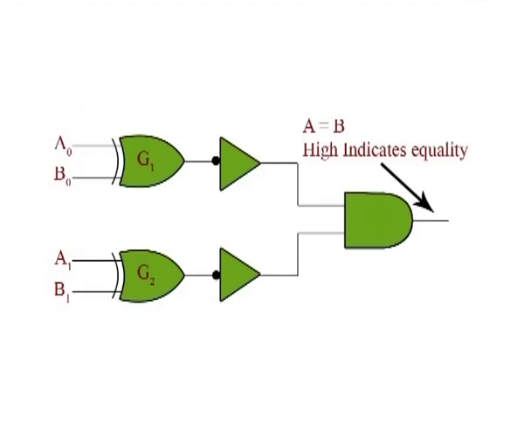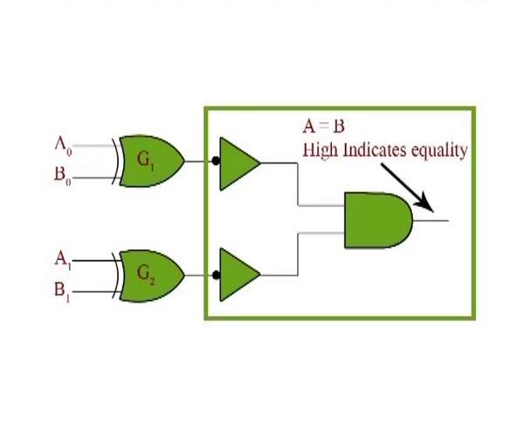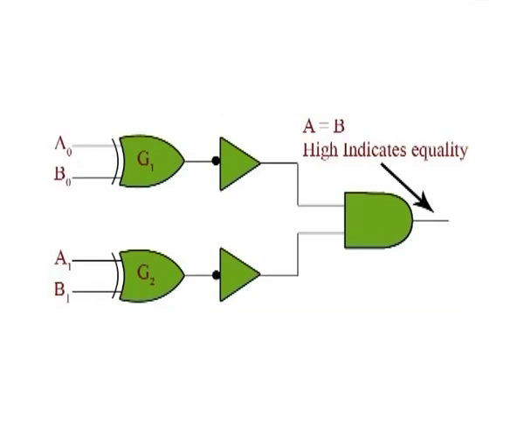In order to produce a single output indicating an equality or inequality of two numbers, two inverters and an AND gate as shown can be used. The output of each exclusive OR gate is inverted and applied to the AND gate input. When the two input bits for each exclusive OR are equal, the corresponding bits for the numbers are equal, producing a 1 on both inputs to the AND gate and thus a 1 on the output.